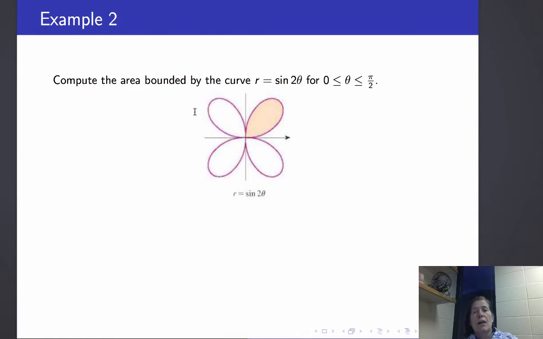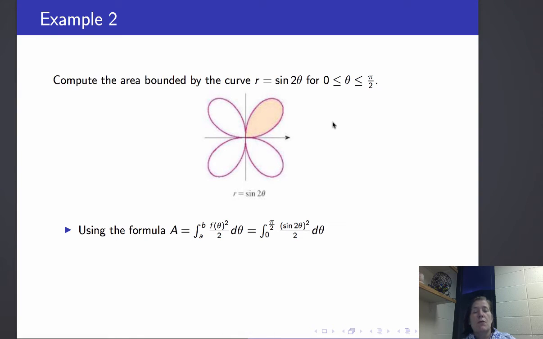Well, let's apply our formula. Suppose I want to compute the area bounded by the curve r equals sine 2 theta for 0 less than or equal to theta less than or equal to pi over 2. The graph of this equation is this 4-petaled flower. As theta swings around from 0 to pi over 2, we get one of these petals.